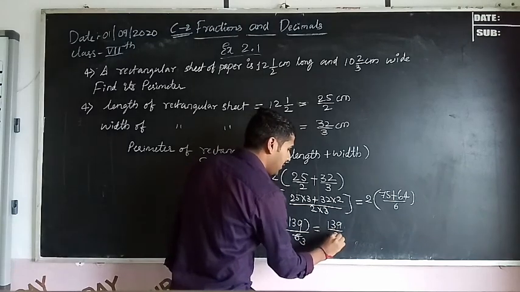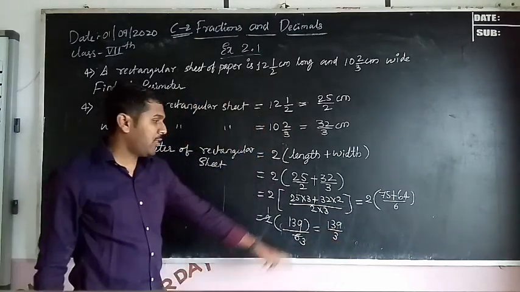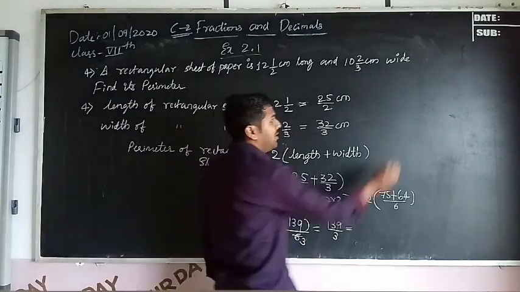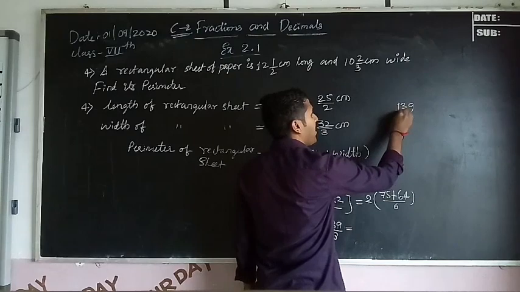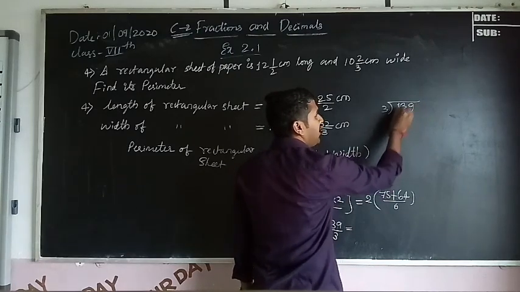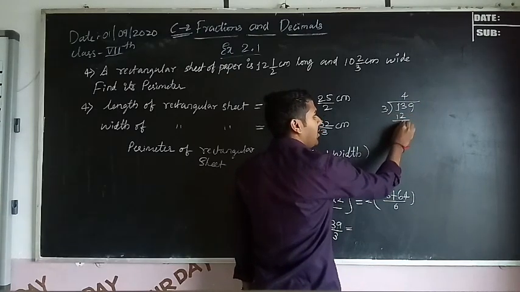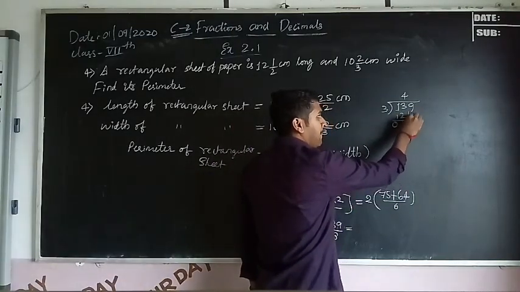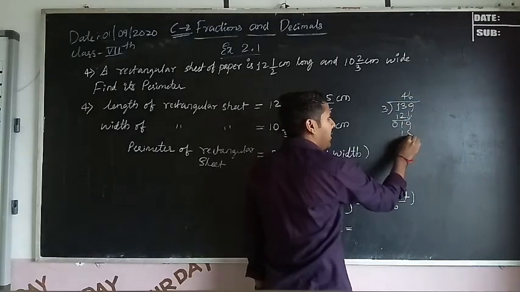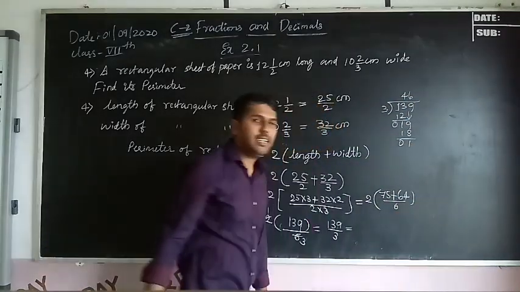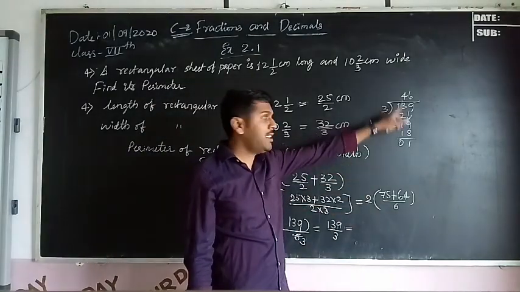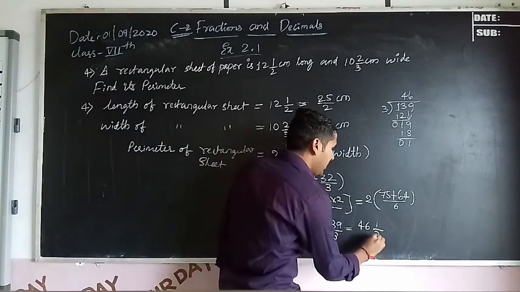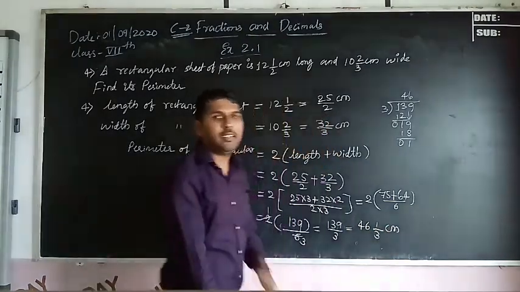139 by 3. So always convert this into a mixed fraction. So how to convert this one? 139 is there, no? Divide by 3. 3 4s are 12, 1 remains. So next, this one is 0, 9, 3 6s are 18. So what will be the answer here? 46 integer 1 by 3. 46 integer 1 by 3 centimeter.